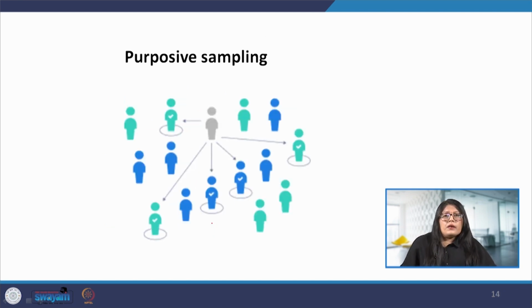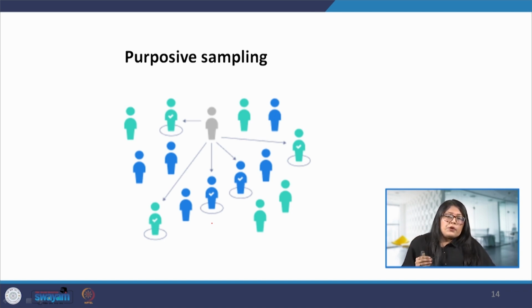Now, purposive sampling, as the name suggests, involves the researcher purposely selecting samples which are most useful to the purpose of the particular research. So, we will select those samples. It is often used in qualitative research where the researcher wants to get detailed knowledge about a specific phenomenon rather than making statistical inferences, or the population could also be very limited in those cases.